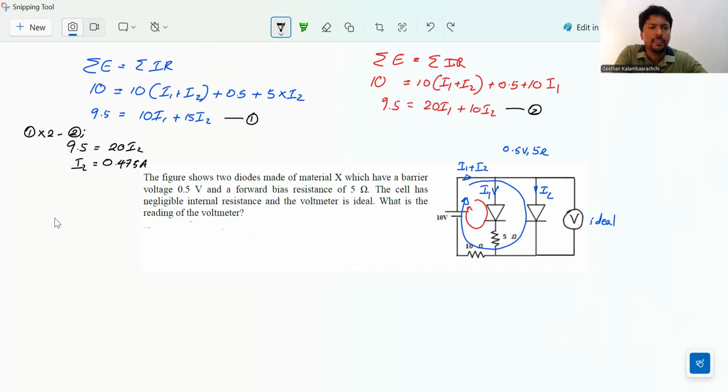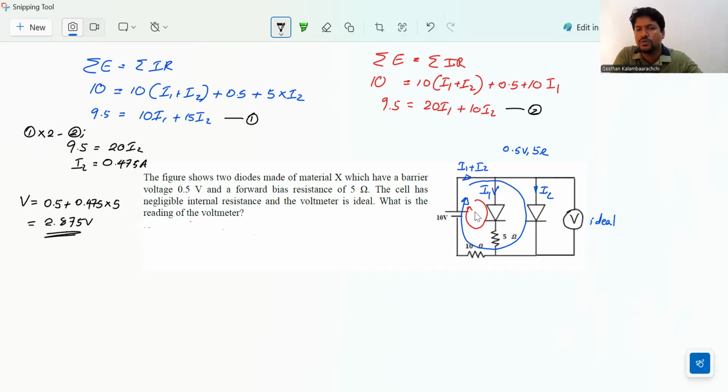Right, so when you know I2, now we can find the potential difference here. Then very easy. So there's a potential drop of 0.5 volts plus then the IR product of the 5 ohm resistor. So we can say the voltmeter reading V is equal to 0.5 plus I2, that's 0.475 into 5 ohms. So for this one, you get 2.875 volts. Now, this is the answer for the question. Right, so there is another way of doing it.